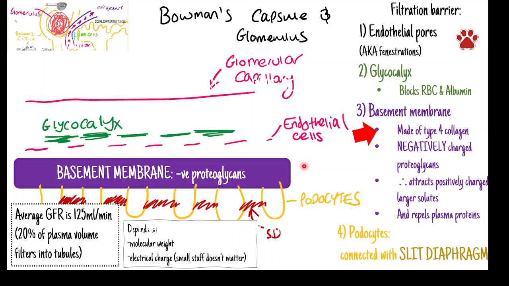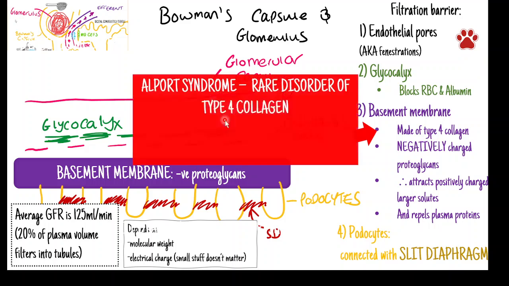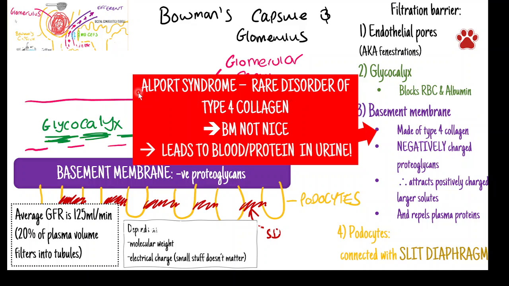Pathologies. We said the basement membrane is made of type 4 collagen. There's a syndrome called Alport syndrome, which is a rare disorder of type 4 collagen. What that means is that your basement membrane is not very nice, and essentially it breaks. This is all you need to know. It leads to blood and protein in urine.